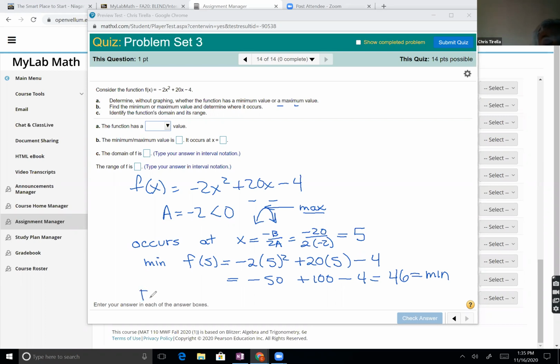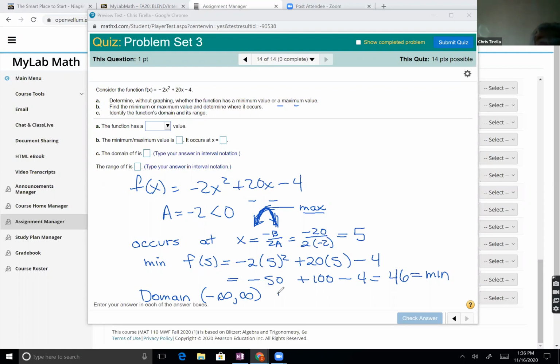Now for the domain. Because we've got a parabola opening downward, we know that the x values keep going right or left. And so the domain will be all real numbers from negative infinity to infinity. And remember, when we have that infinity, it never equals infinity, so it'll always be an open interval.